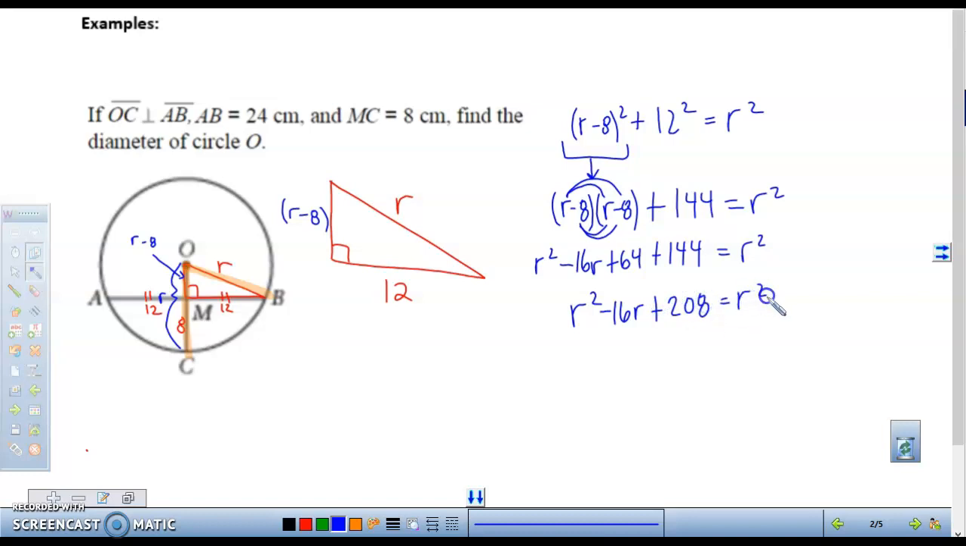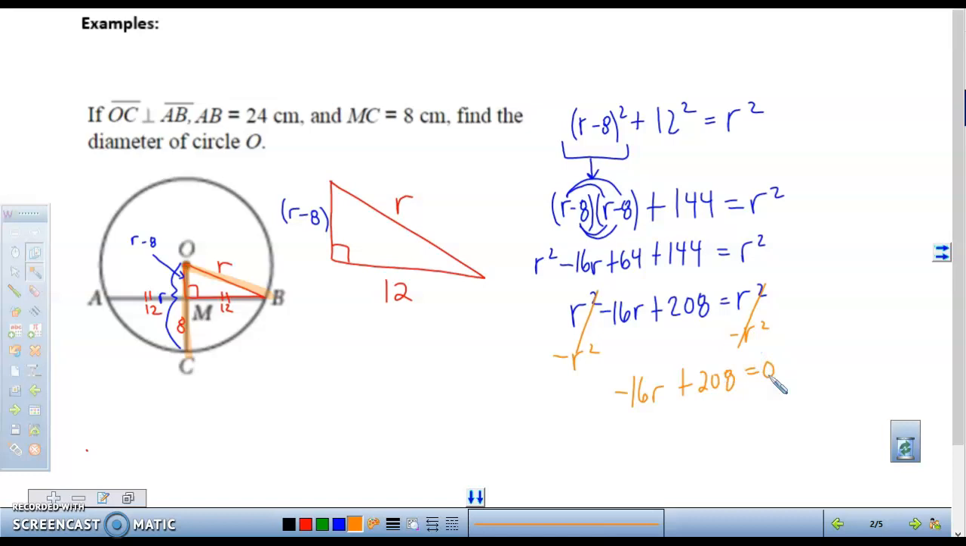And that equals R squared. Now, you should be thinking right now, oh man, this is a bummer. This is a quadratic. I'm going to have to factor this. This is going to take a little bit of time. But if you think a little bit deeper, you'll notice that both sides of this equation have an R squared. So I'll simply subtract R squared from both sides, and I'm left with negative 16R plus 208 is equal to 0.